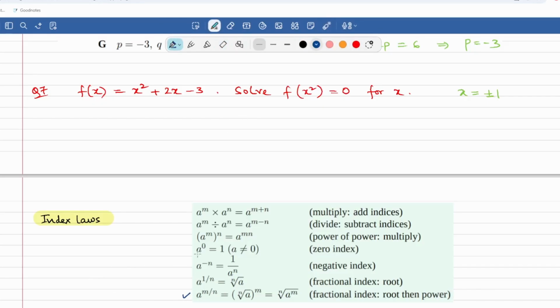This will be quite useful to you, the fractional index, root then power, in simplification problems. And this one, a to the power 0 is equal to 1. I hope all of you know how you prove this. If not, take a moment, try to think of it, pause the video here.